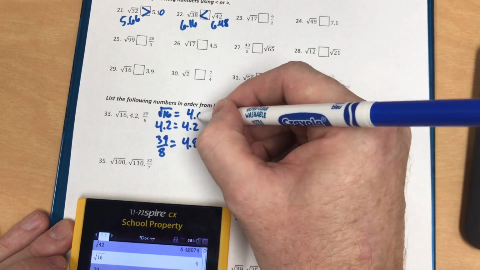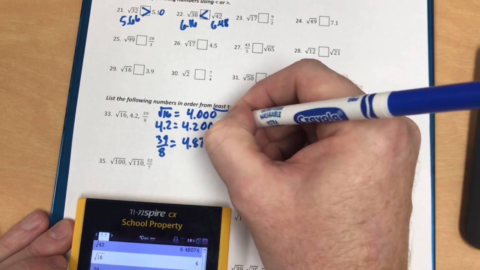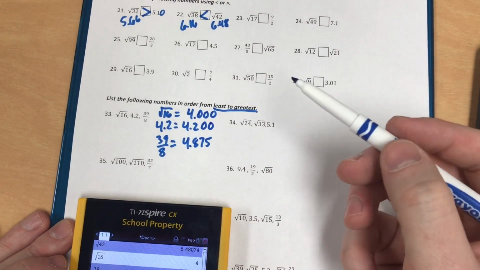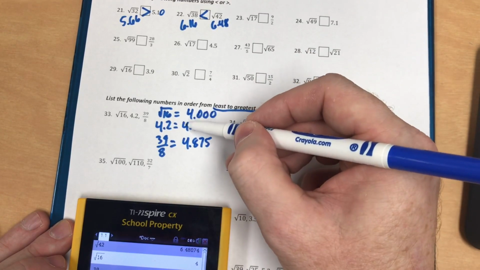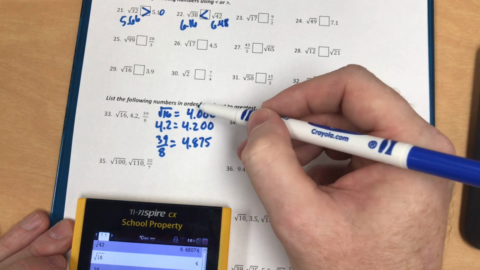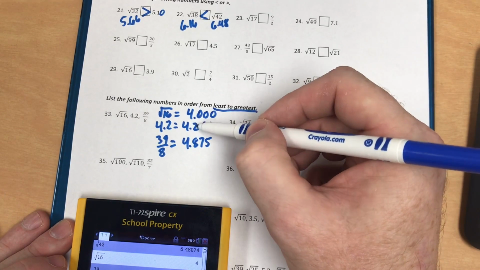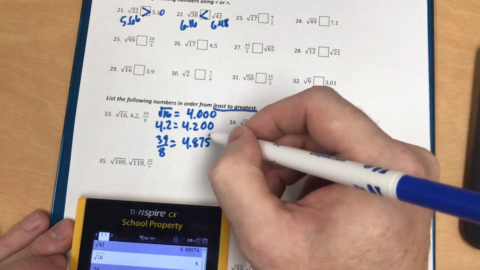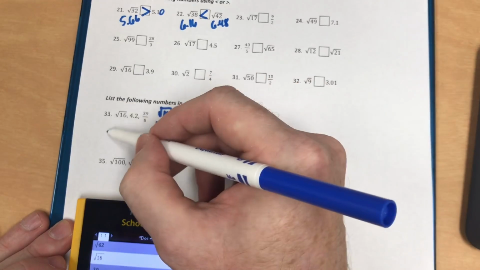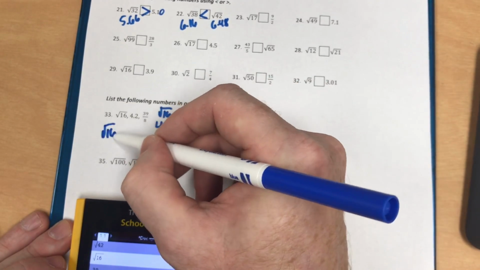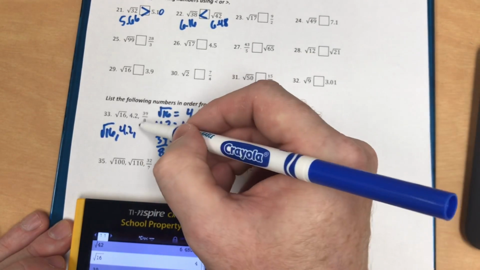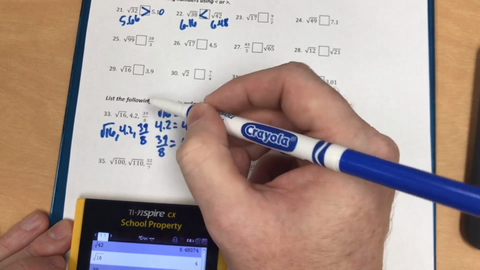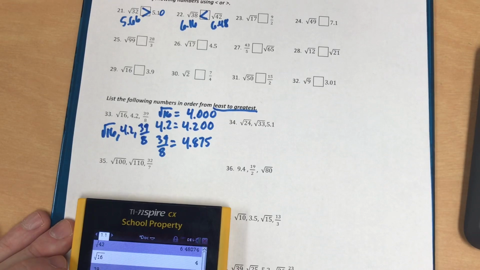So to make these numbers all look the same, I'm going to add zeros so that they all have the same number of decimal places. And then you're going to go one column at a time. They all have a 4 in the first place. And the next one, 0, 2, 8. So least to greatest, square root of 16 is the smallest number. 4.2 is next. 39 over 8. It just happened to be the same order.